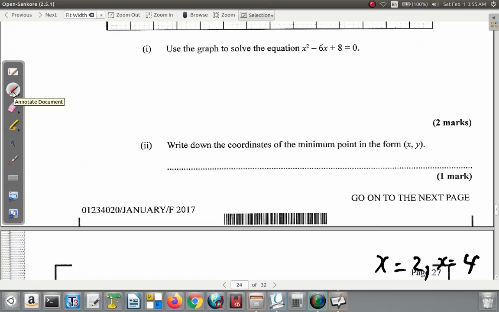So you would write (3, -1) in brackets, the coordinates of the minimum point, right? That means the lowest point. Alright, let's move up a bit.